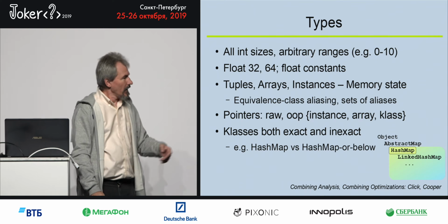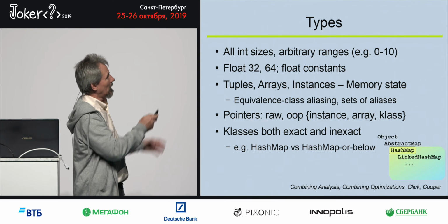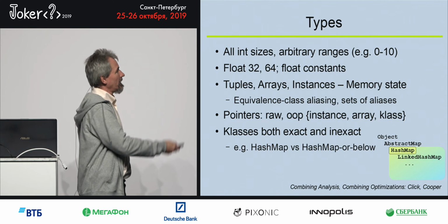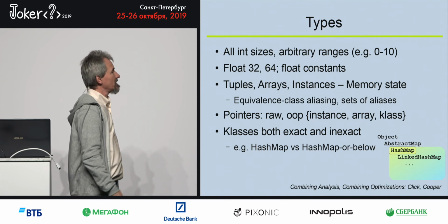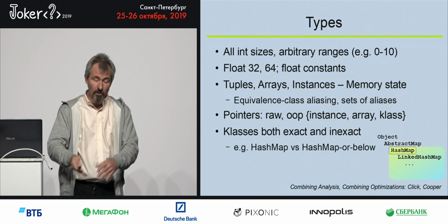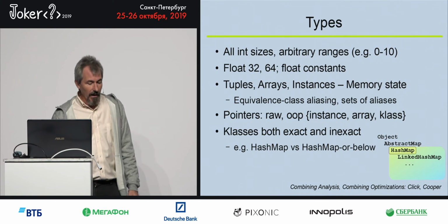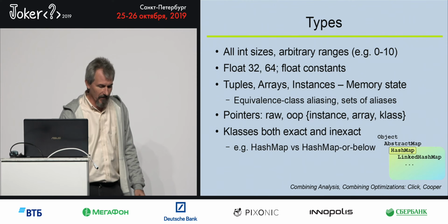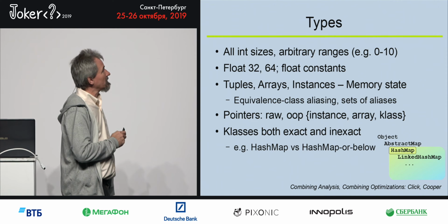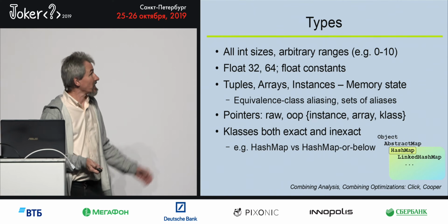Classes can be both exact and inexact, by which I mean in this little class type hierarchy, hash map has some children classes and some parent classes, and I can say that this thing is hash map and below, or exactly hash map and nothing below. But I can distinguish those cases, and for every possible type in the system. So it does everything that Java types do, plus it has some more precision in key places where it matters, like null or not null.